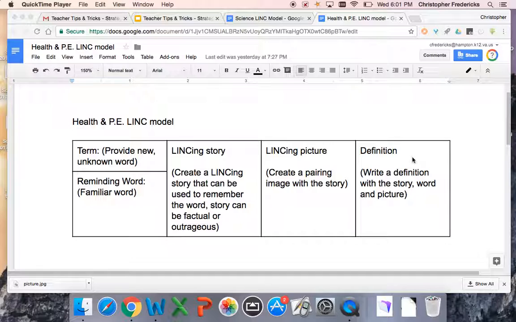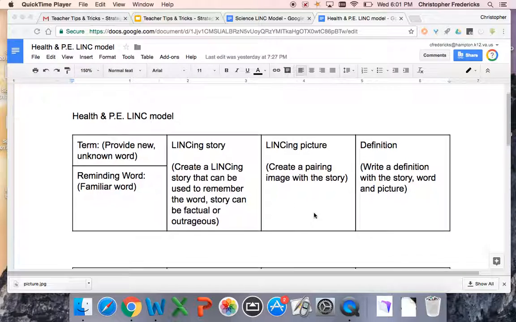And lastly, a definition. This definition can be from the textbook or the curriculum framework, or you can engage the students in creating their own definition with the picture, story, and reminding word in mind. That's obviously probably what we want the students to be able to do, to synthesize their knowledge from the model rather than just giving them the definition. But again, you're going to have to look at that from your perspective and the difficulty of the word, ensuring that they have the correct definition that's going to match the rest of these components.